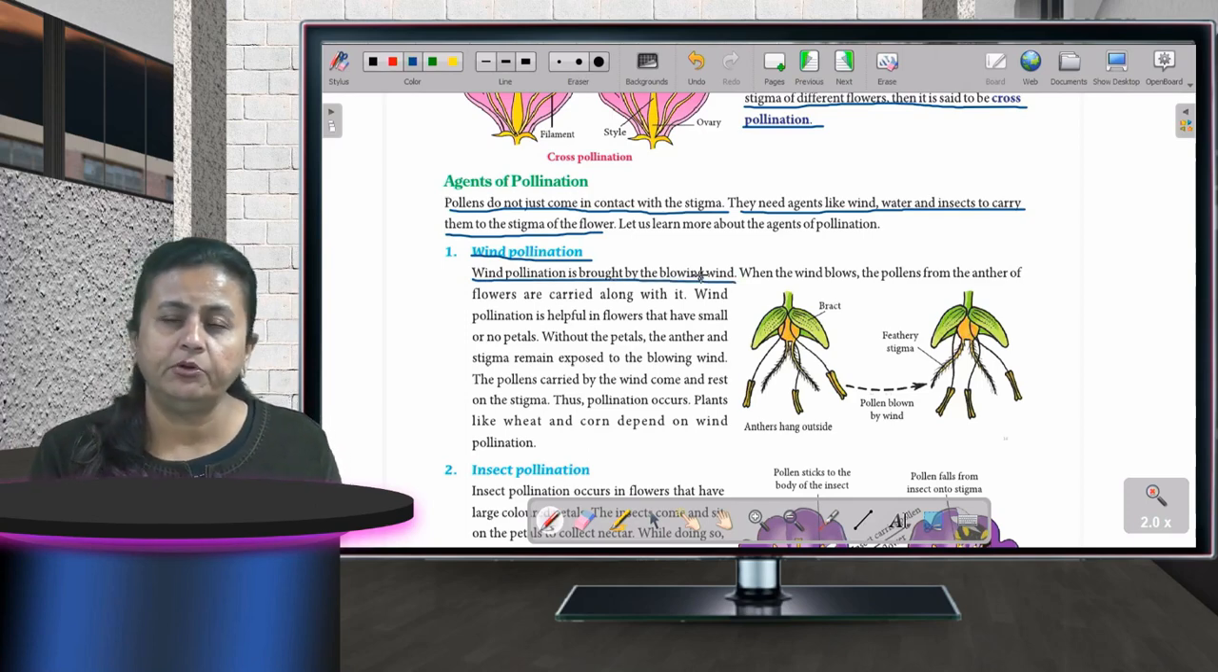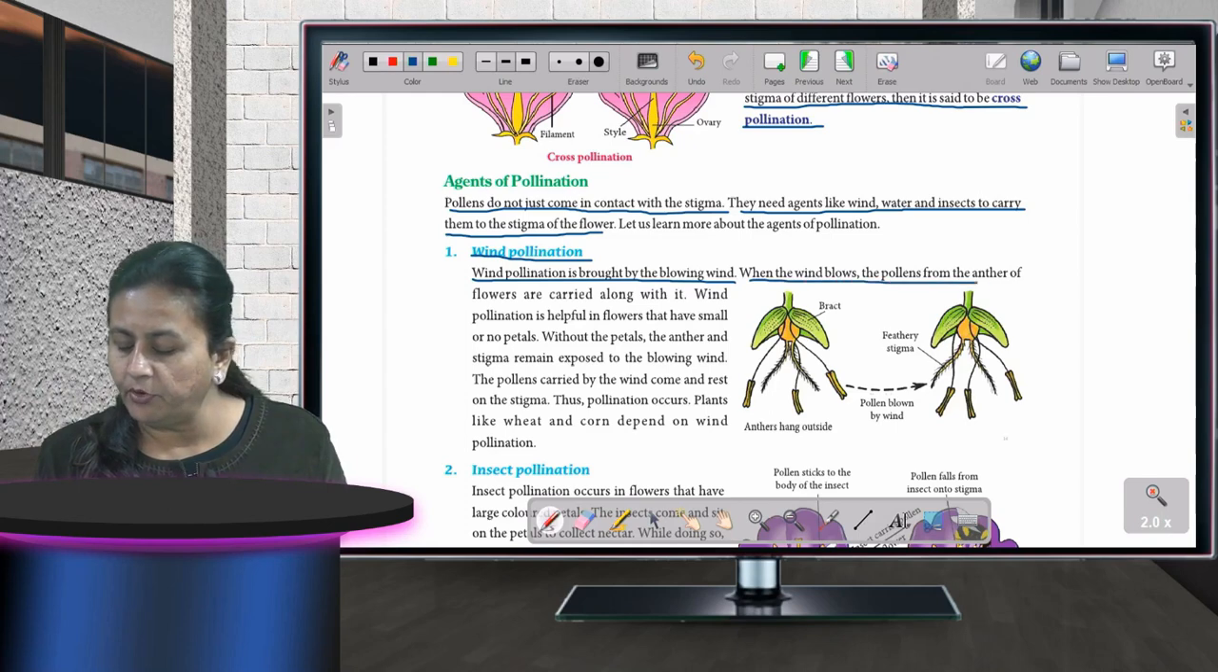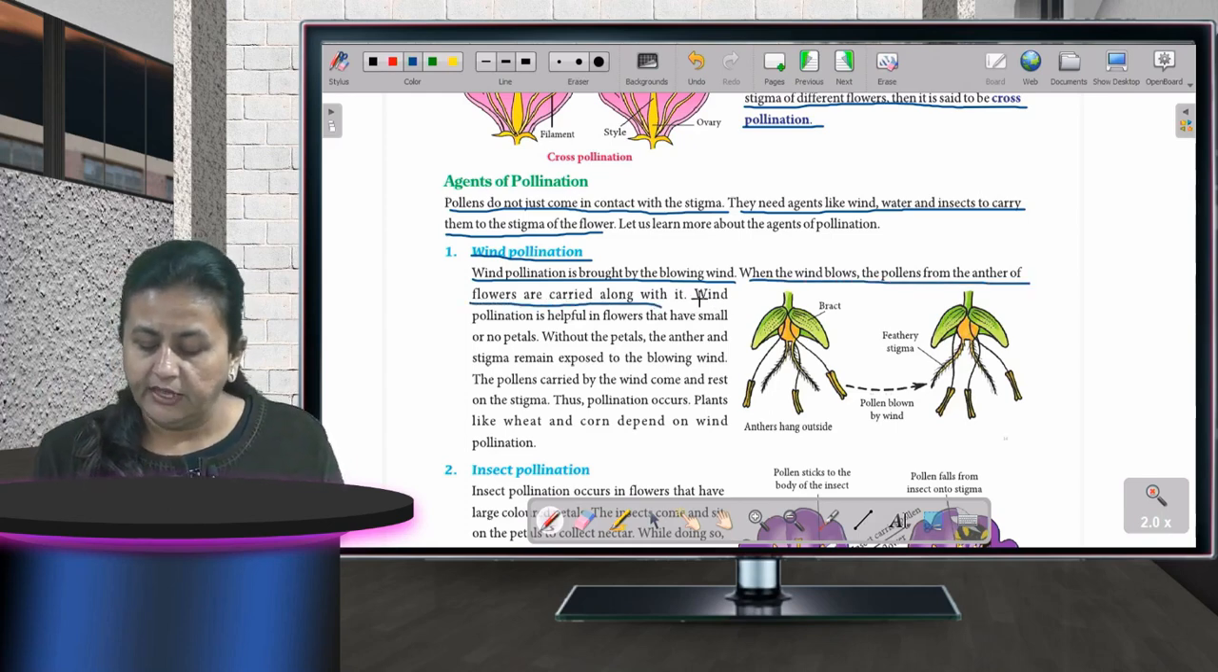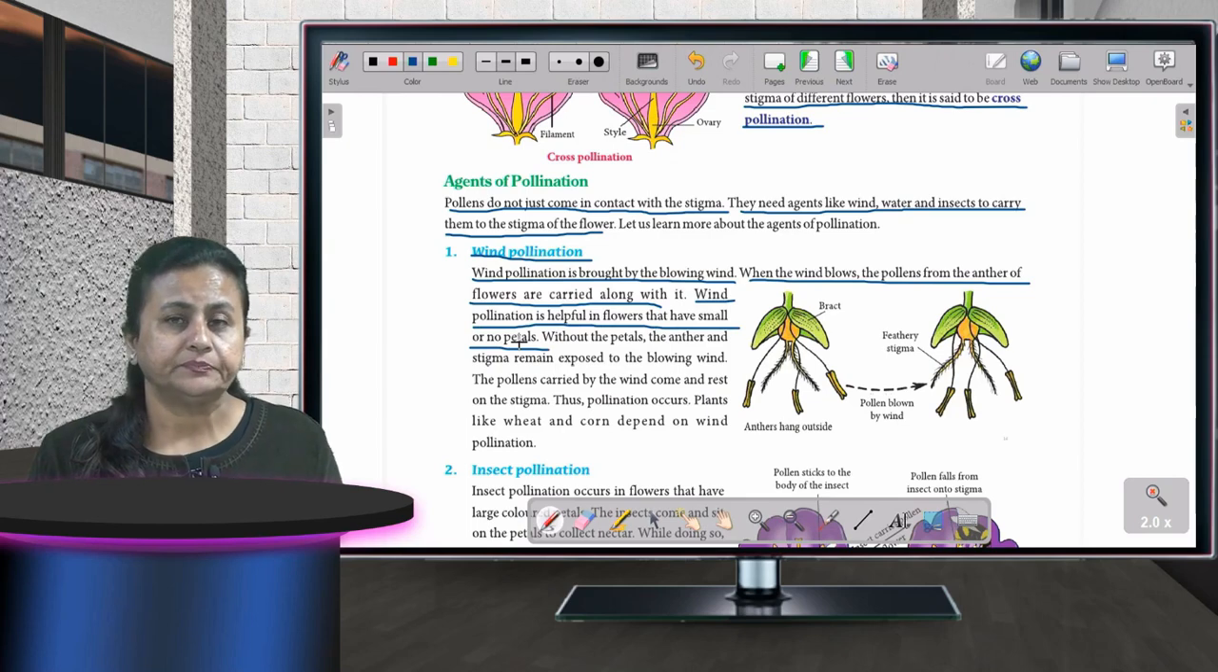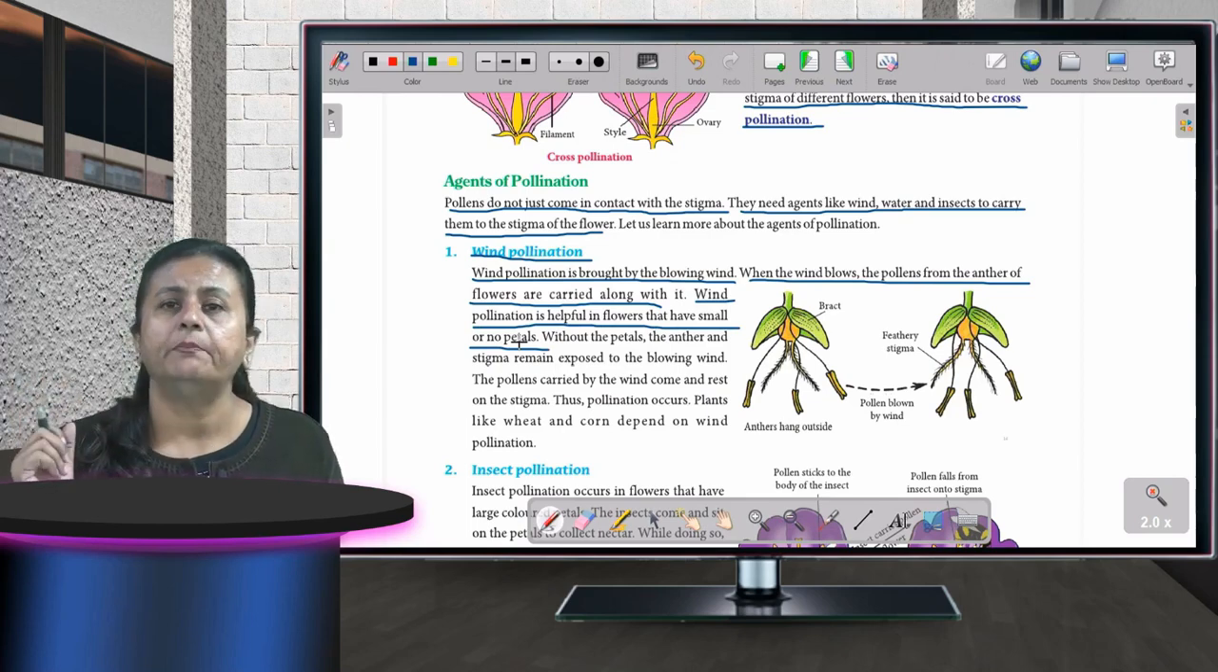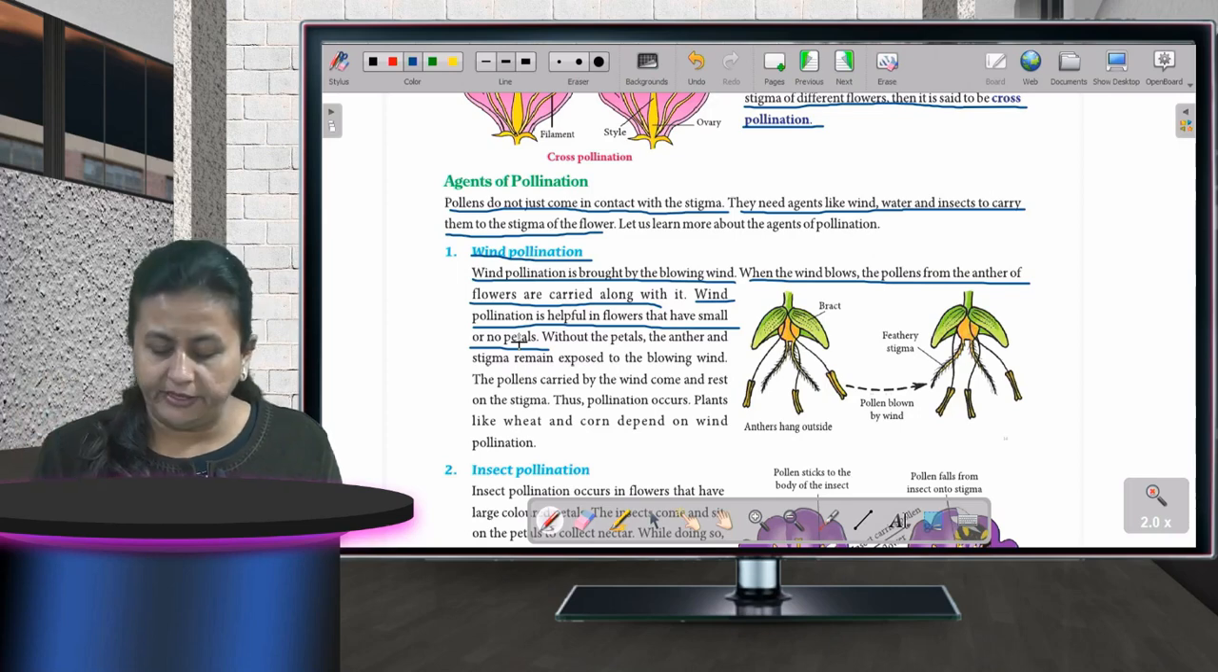Whenever the wind blows, what happens? The pollen grains are carried away with the wind, because pollens are very light. When the wind blows, the pollen grains from the anther of the flowers are carried along with it. Wind pollination is helpful in flowers that have small or no petals. They either have very small petals, petals are the colorful part of the flower, or no petals at all.